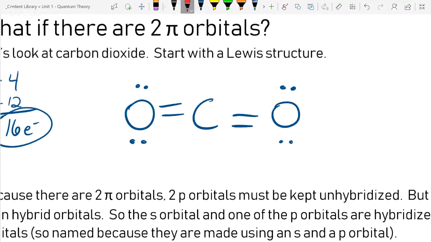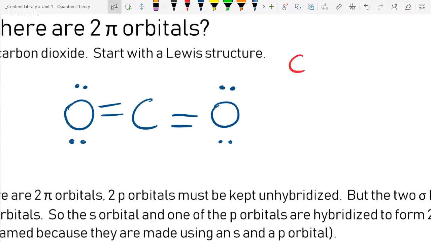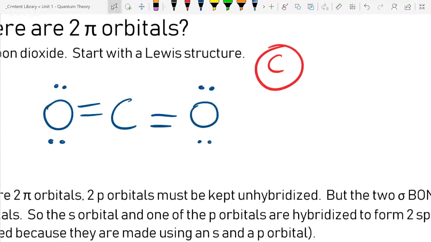We could talk about oxygen, but for expediency's sake, because we've got 10 minutes left, I just want to talk about carbon. What is its situation here? What does it have?